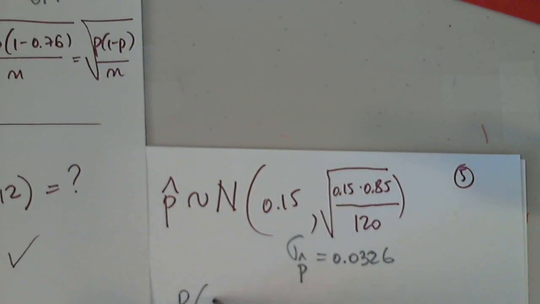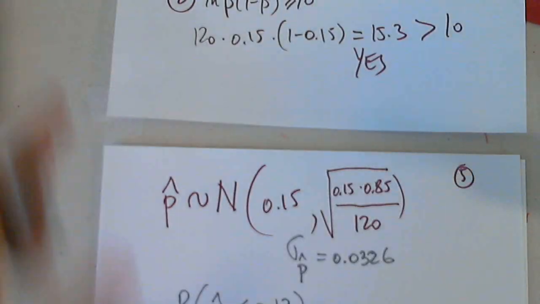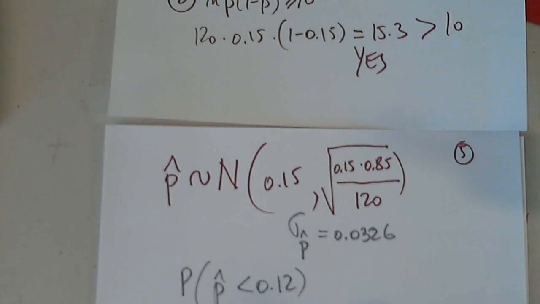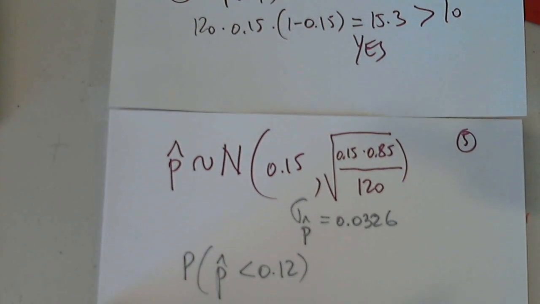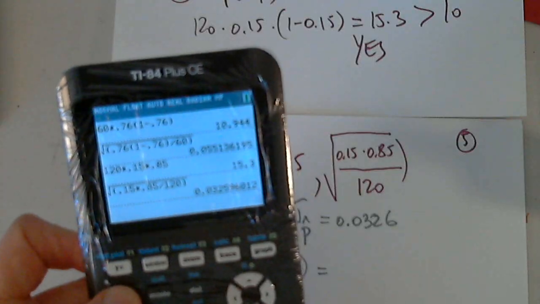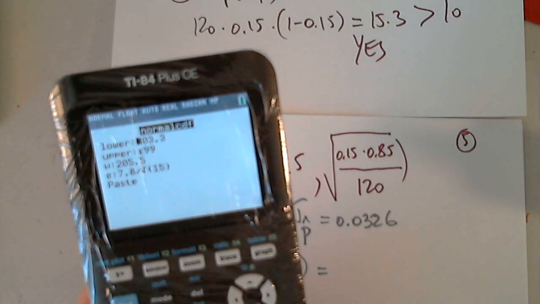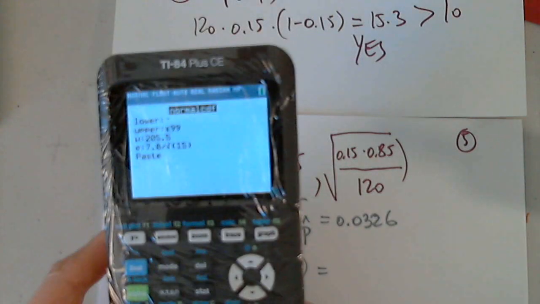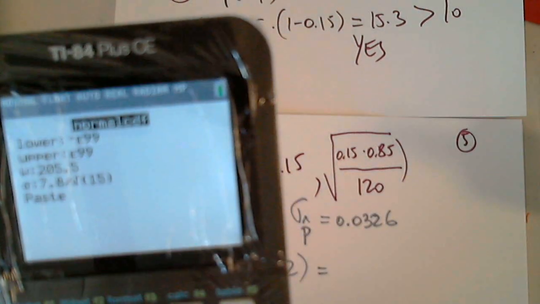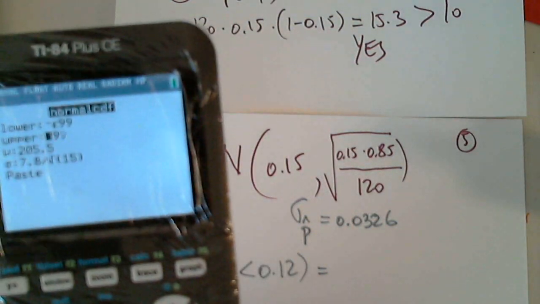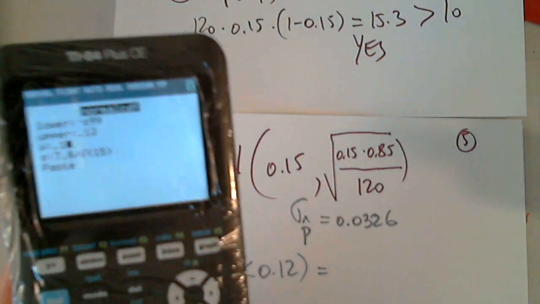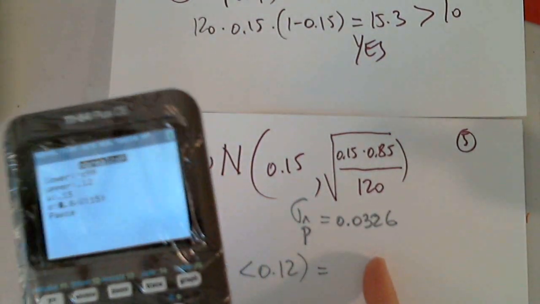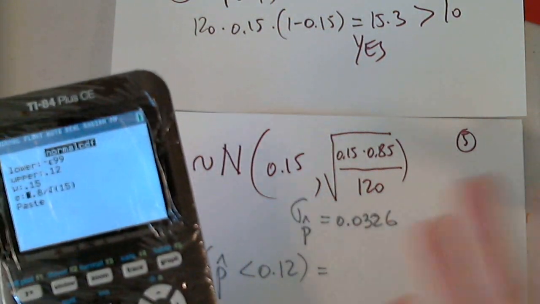Now I can answer the question. So the probability that p hat is less than 0.12. If I select a sample, what is the probability that less than 12% of the sample will say whatever? So let's check. I go to the calculator with normal CDF from negative infinity to 0.12. So normal CDF, the lower is negative infinity, negative second EE, which is the comma, 99. The upper is 0.12. Mu is 0.15, and you can enter this or you can enter that. It's not going to be a big deal.